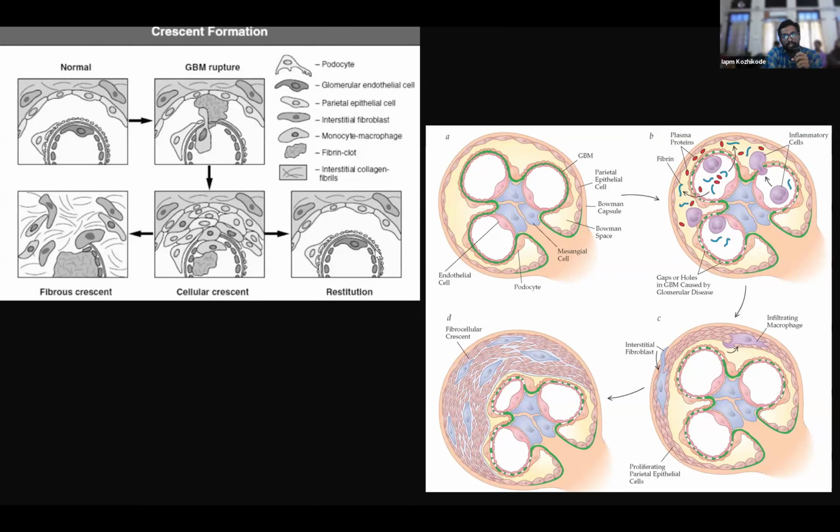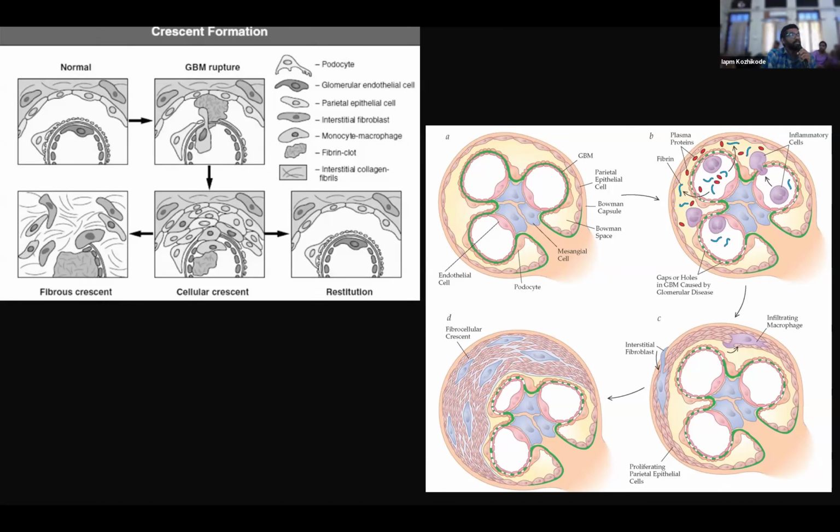So all of these things will form what is called the crescent. When does a crescent happen? When there is a breakage in the capillary wall. How does a breakage happen? Because all the inflammatory cells may be having elastase, collagenase, all those things. They can break the basal membrane.